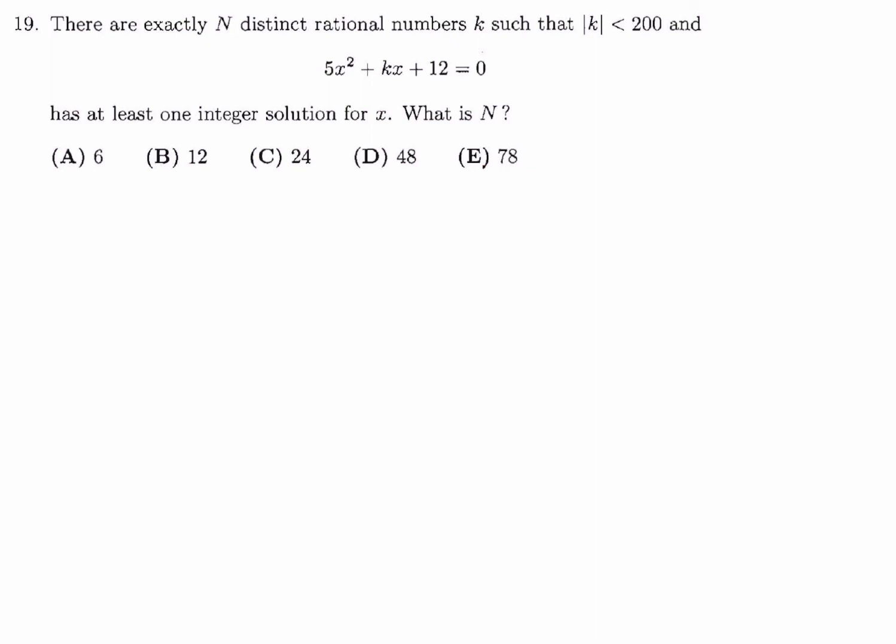There are exactly n distinct rational numbers k such that the absolute value of k is less than 200, and 5x squared plus kx plus 12 is equal to 0 has at least one integer solution for x. What is n?